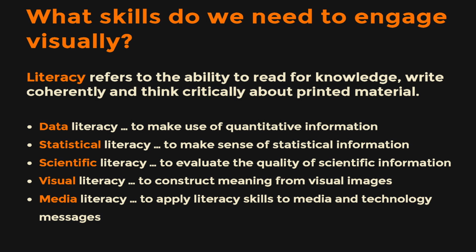So we have data literacy to make use of quantitative information. In this context also, it's necessary to have some statistical literacy to make sense of statistical information. Scientific literacy, of course: scientists should be scientifically literate, but it also helps if the public has some knowledge about the scientific process. And of course we need visual literacy to communicate to each other in a common language, to construct some meaning from visual images. And nowadays, of course, media literacy. We might add a few more literacies: computer literacy, programming literacy, and so on.